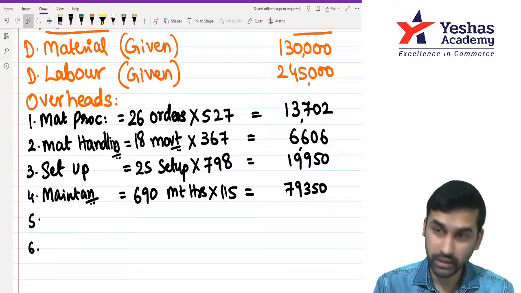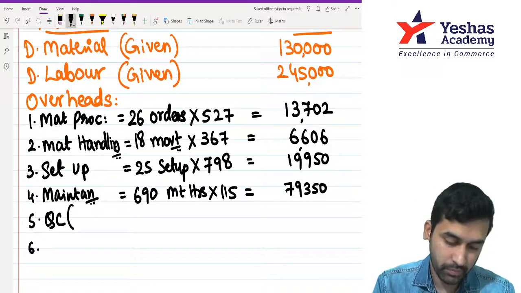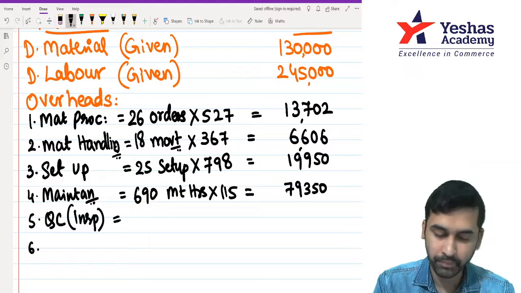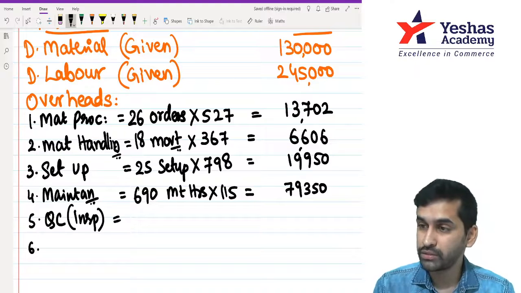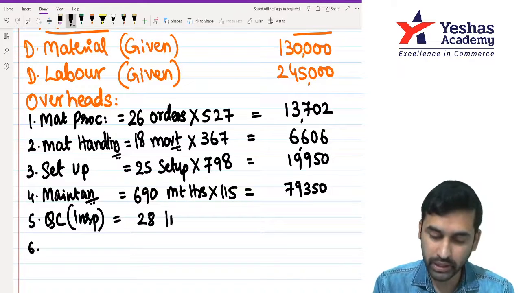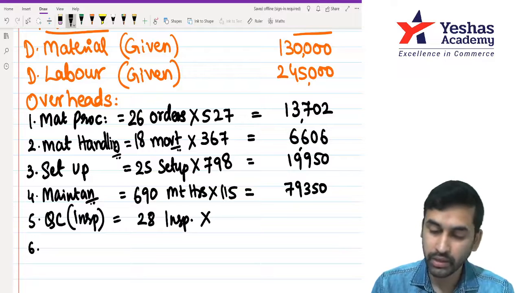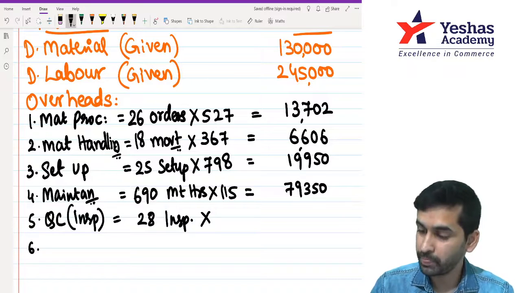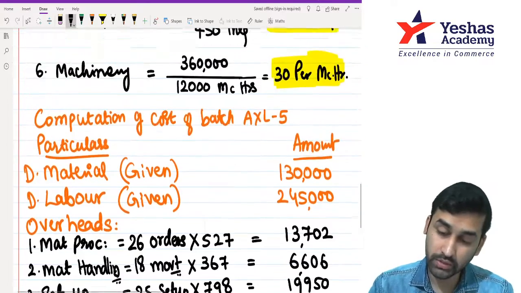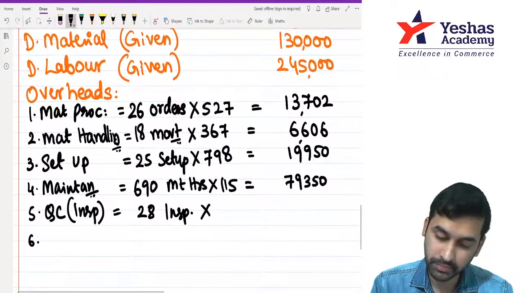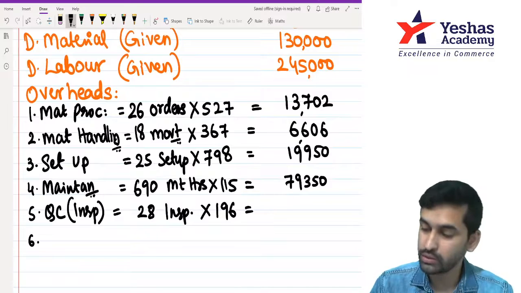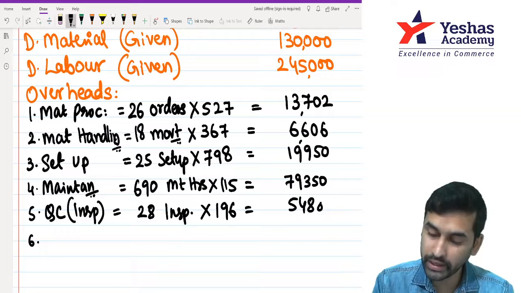Right. Next, quality control or inspection cost. How many inspections we are doing for this batch? 28 inspections into, what was the cost? We had taken 196. Yes, so 28 into 196, 5488.